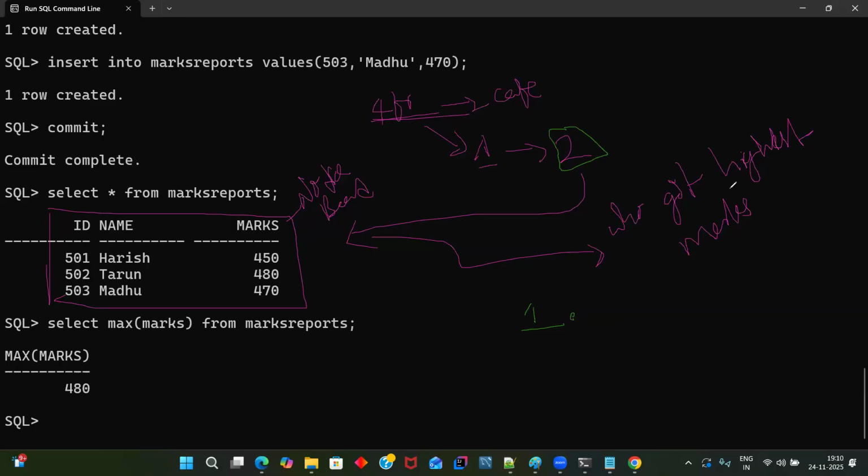The question is, who got the highest marks? So what will that guy do first? If you explain these steps, you'll understand why you are going for subqueries. Go ahead, what will the second guy do? He'll go to the notice board and check for the highest marks. That's absolutely correct. He will check who got the max marks.